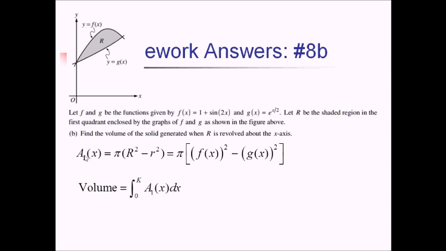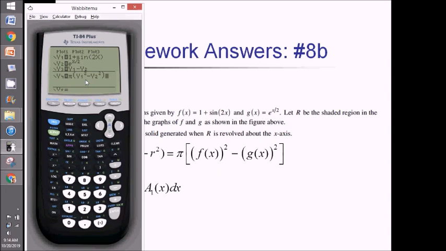The reason I'm calling this A sub 1 instead of just A of x is that I'm going to need to make another area formula for the next part of this problem, so I don't want to confuse it with the area formula I'm making on part B. Anyway, let's put this on the calculator. So this time around in y4, I'm putting this stuff essentially. So we have pi, we have f of x squared, we have g of x squared.